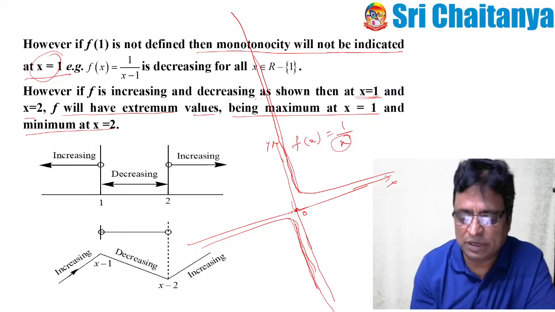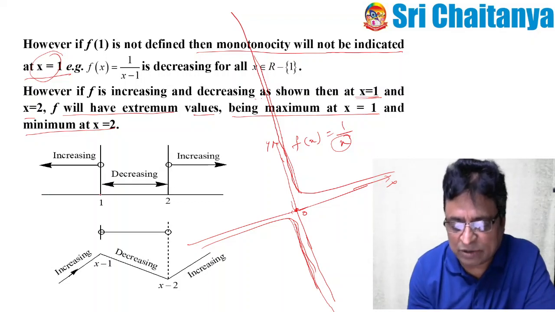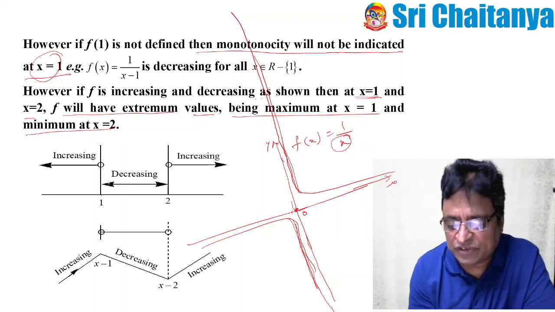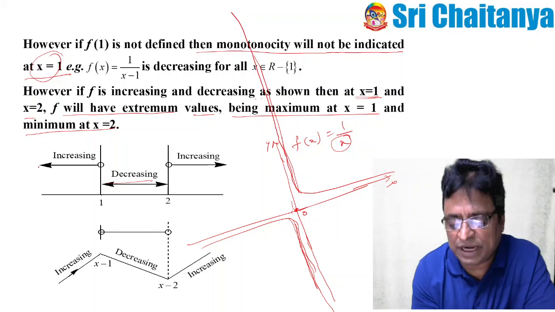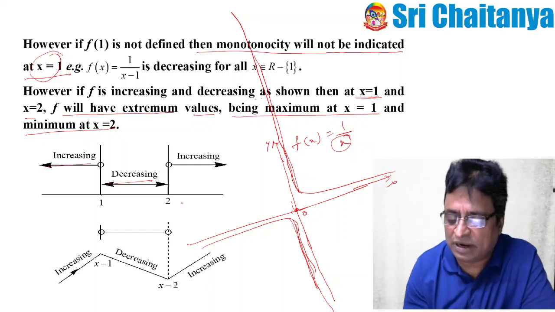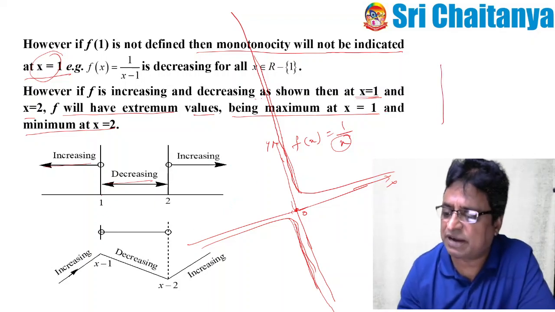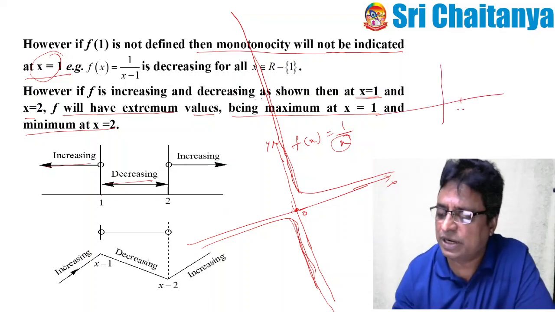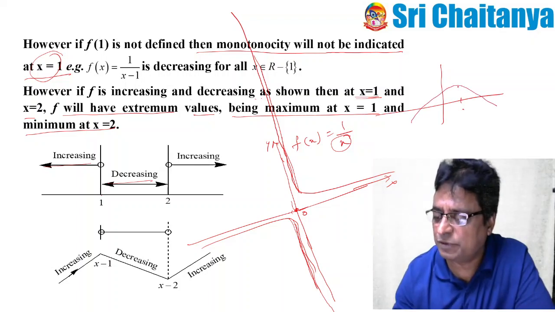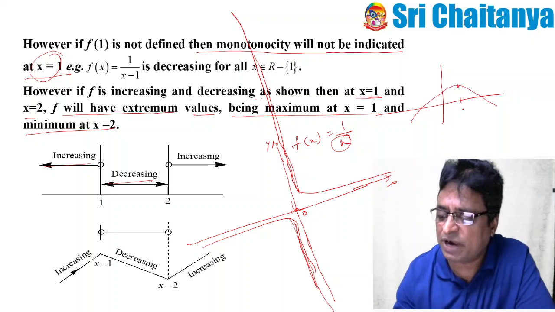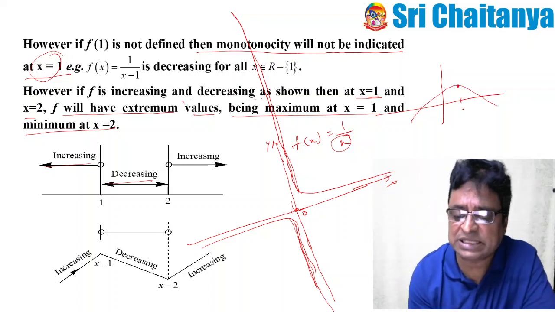For example, suppose at x is equal to 1, right of 1 it is decreasing and left of 1 it is increasing. So the graph may be like this. Suppose this is the graph, suppose this is 1, right of 1 it is increasing and left of 1 it is decreasing. That means the graph should be like this. So at this point what happens, it has a maximum.